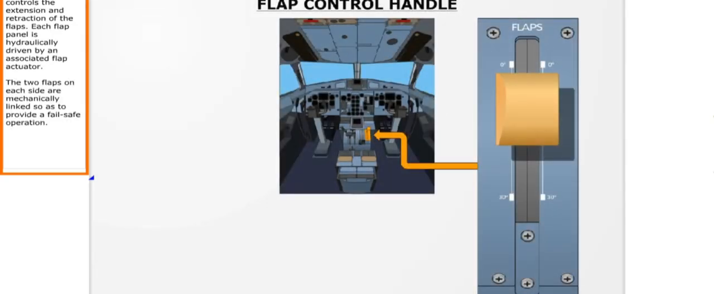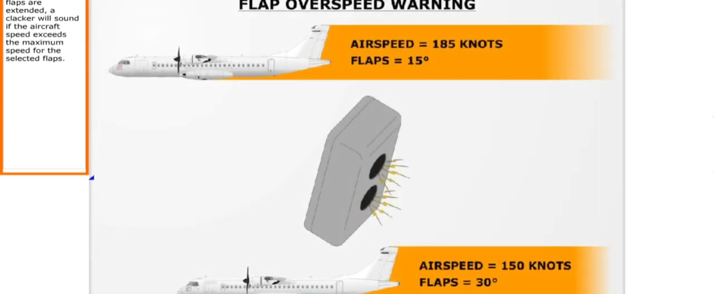The flap handle controls the extension and retraction of the flaps. Each flap panel is hydraulically driven by an associated flap actuator. The two flaps on each side are mechanically linked so as to provide a fail-safe operation. In the event the flaps are extended, a clacker will sound if the aircraft speed exceeds the maximum speed for the selected flaps.